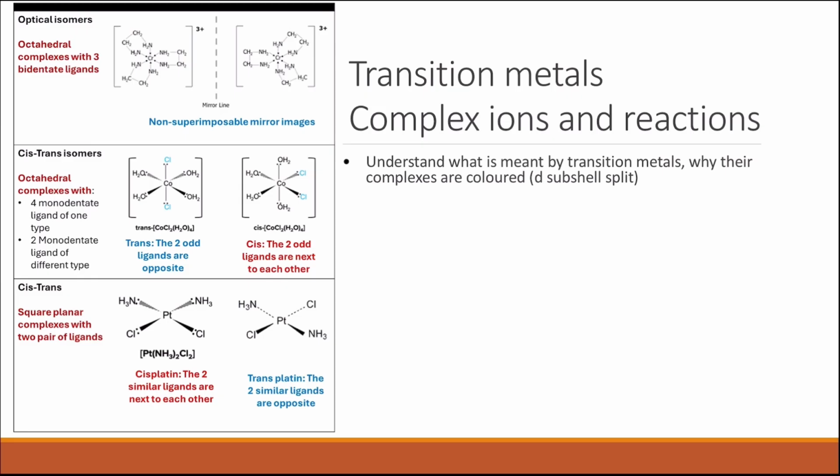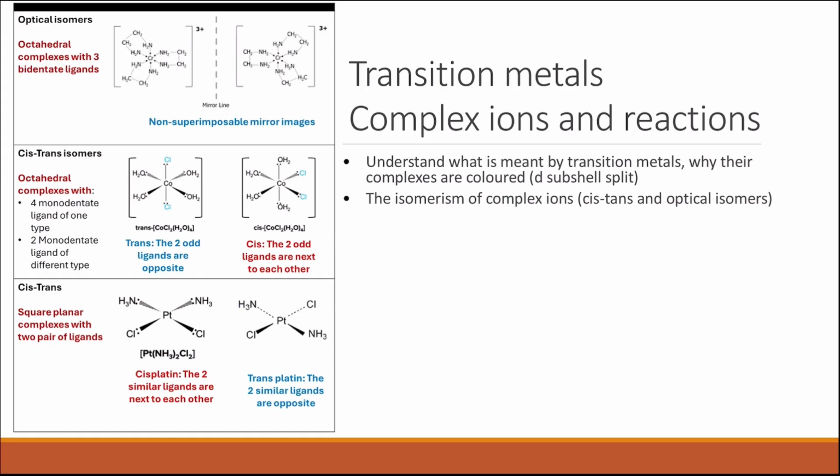Remember, the d subshell would split to give you two different orbitals of two different energies, and the electrons can be excited when they absorb light from the visible region, from the ground state into an excited state. Remember the isomerism of the complex ion, the cis and trans, and the optical isomers. There was nothing about that in the exam last year, so it's a potential question in the exam this year, where they ask you to draw the different isomers and state the type of the isomer.